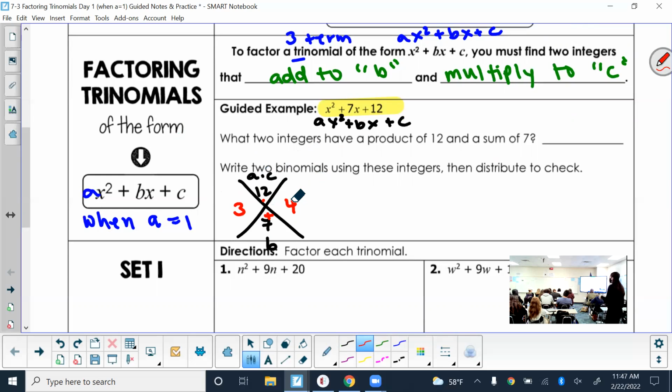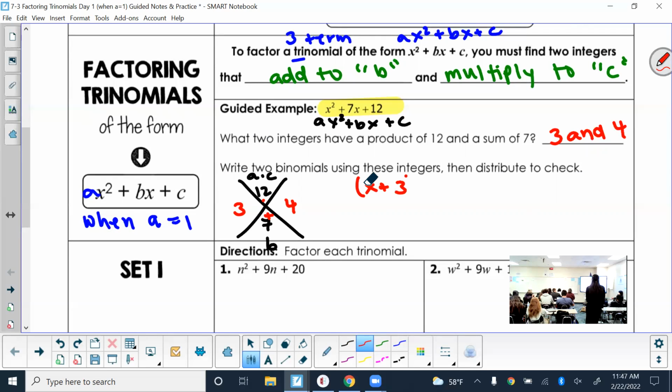You find the 2 numbers that complete the diamond. Are there other numbers that multiply to 12? Yeah, there's 6 and 2, but that doesn't add up to 7, so I can't use 6 and 2. There's 12 and 1, but those don't add up to 7, so I can't use those numbers. But 3 and 4 work for the whole diamond. Make sense? So this answers that question. What 2 integers have a product of 12 and a sum of 7? 3 and 4.